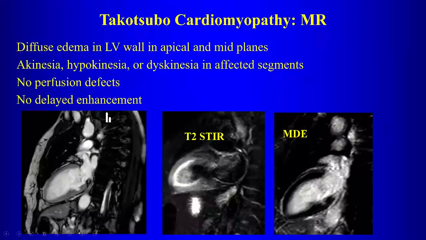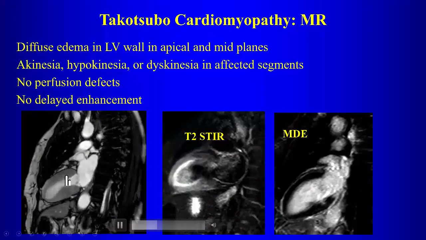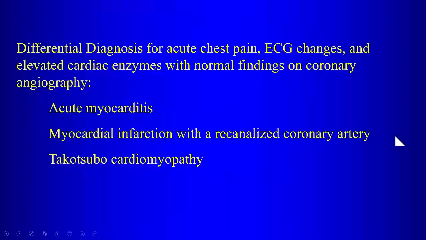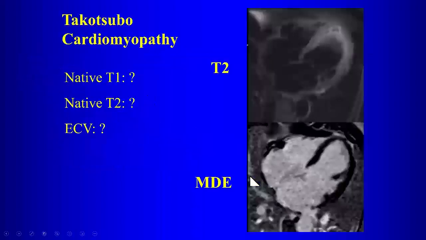So with Takotsubo, there can be edema affecting the myocardium. They can have wall motion abnormality, especially in the apex. There are no perfusion defects. There is no myocardial delayed enhancement here. So there is no infarction associated with Takotsubo. The differential diagnosis for acute chest pain, ECG changes, and elevated cardiac enzymes with normal findings on cardiac cath includes acute myocarditis, infarct with recanalized coronary artery, and Takotsubo.